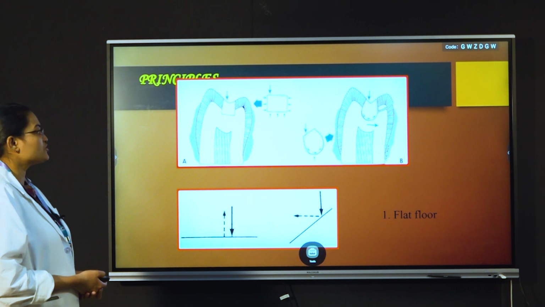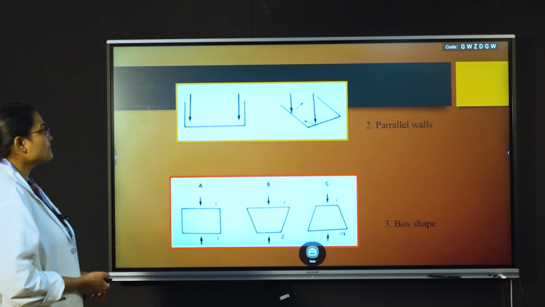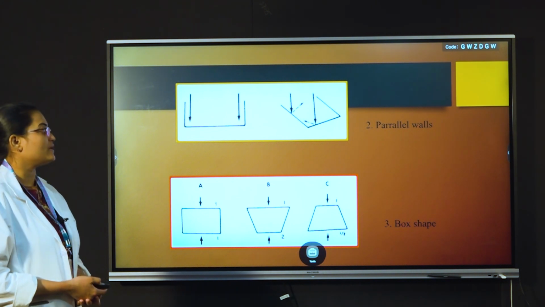As you can see here, box shaped cavity and flat floors help in good resistance form. Here we can see the parallel walls in the first diagram and the box shaped cavity in the second.